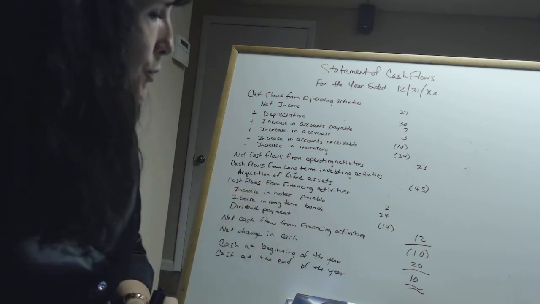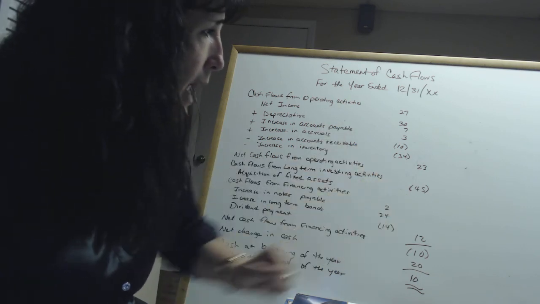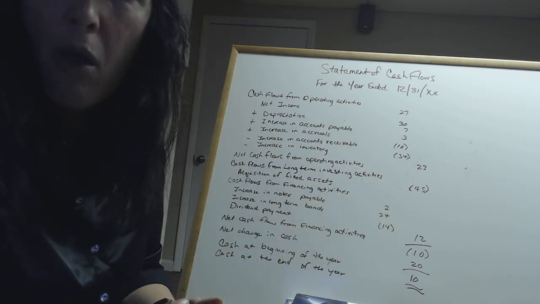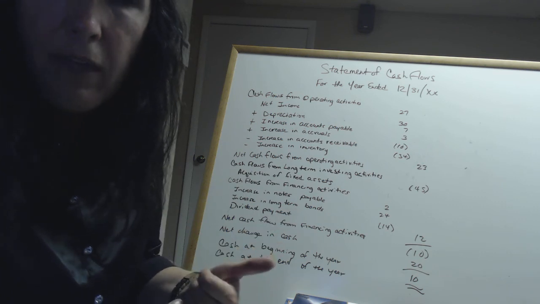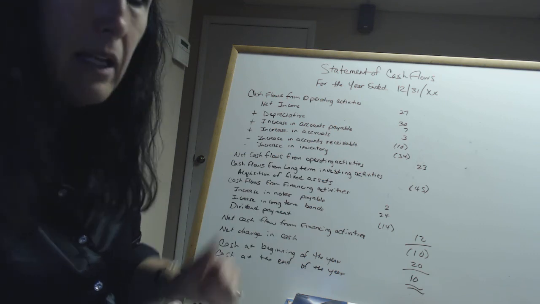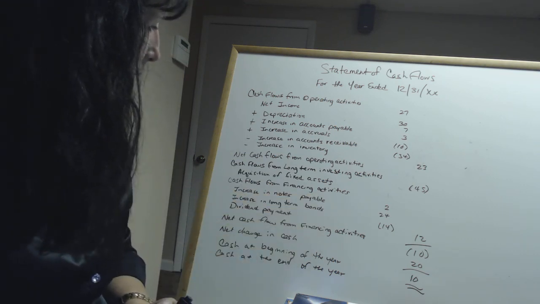Then the next section, cash flows from long-term investing activities. So what we did there was we purchased some fixed assets. So obviously that's a use of cash, so that's going to be a negative number. If we had sold some long-term assets, that could have been a source of cash. We would have had a sale of fixed asset and added that in, and that would have been a positive number. Then we have cash flows from financing activities.